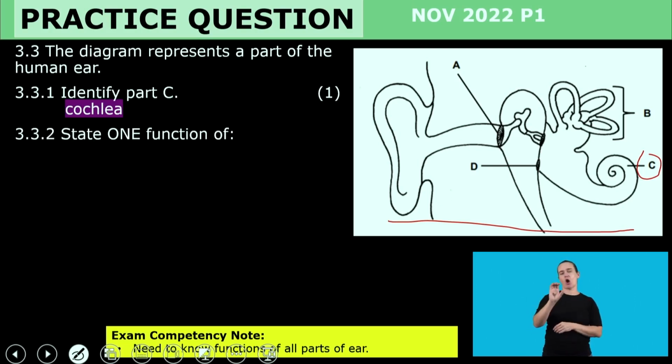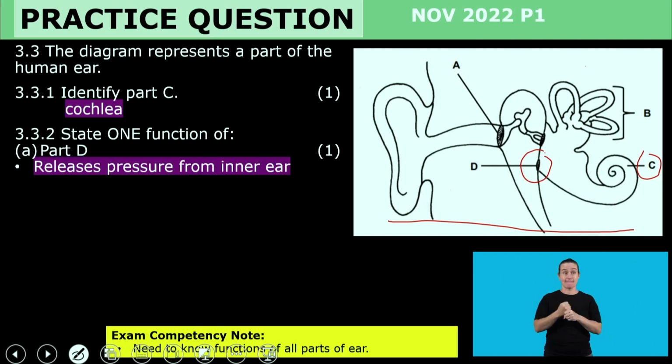3.3.2, state one function of part D. Part D, you must know the name before you give us the function. Part D is the round window. What is the function? Part D equalizes or releases pressure from the inner ear. The round window releases the pressure from the inner ear, for 1 mark.